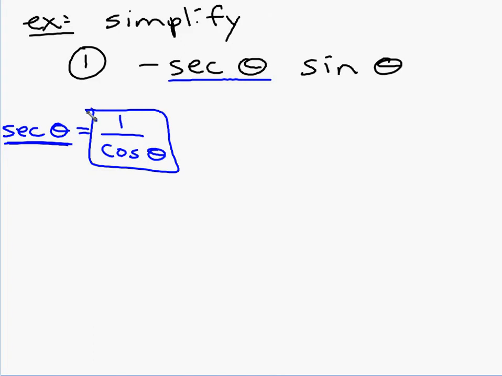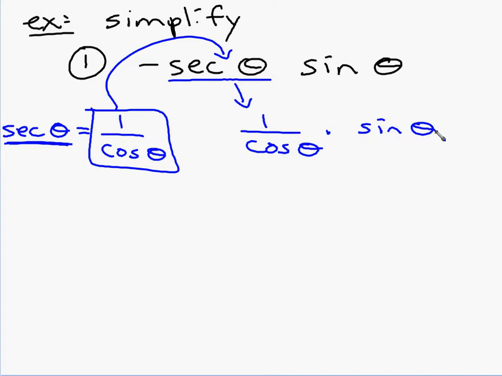So let's do that up here. Let's replace this secant with a 1 over cosine of theta. That'll be times the sine of theta, and there's a negative out in front of it. Now, look what we have now. We have a simple fraction problem. I can put this sine of theta over 1, and I can multiply across, just like we always do with fractions. And when I do that, I get sine theta over cosine theta. And of course, it's negative.